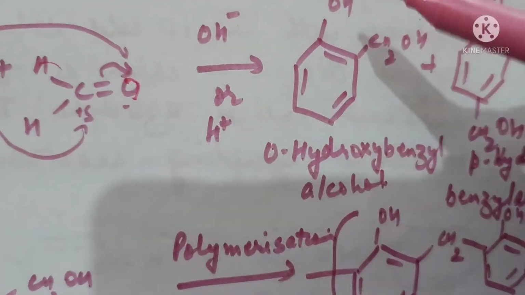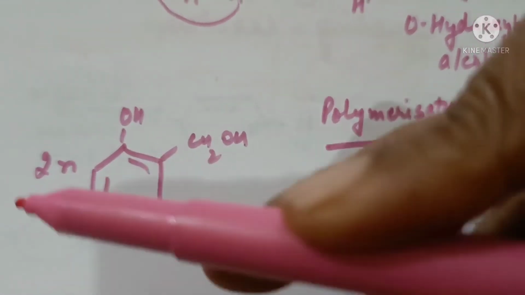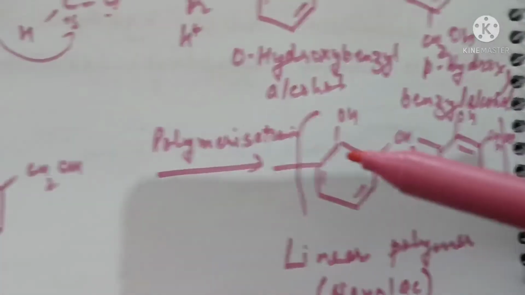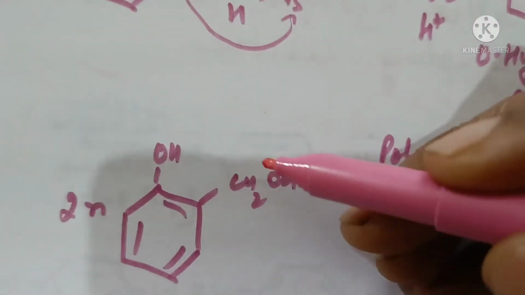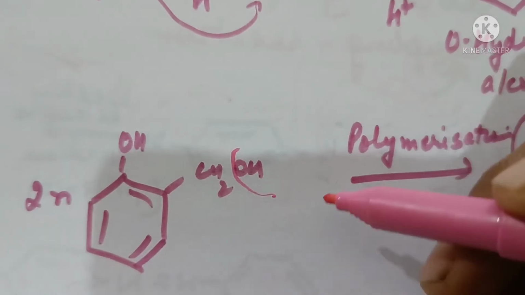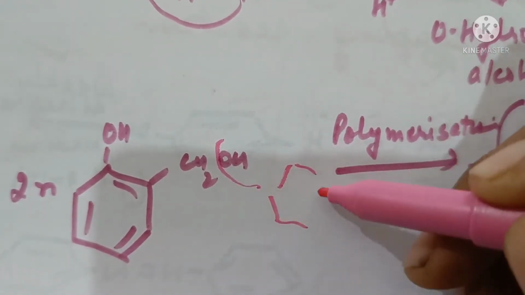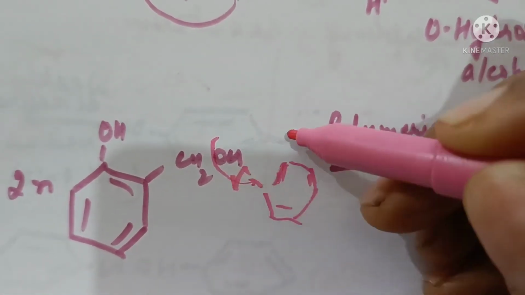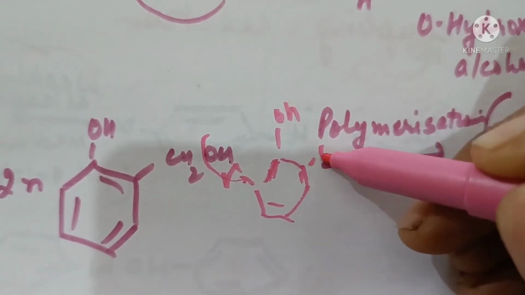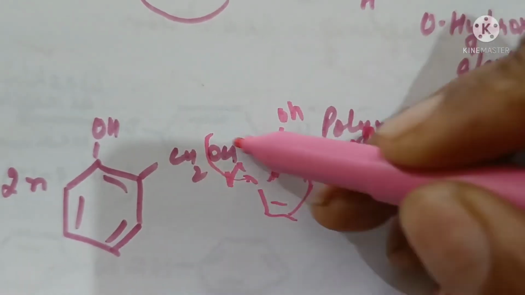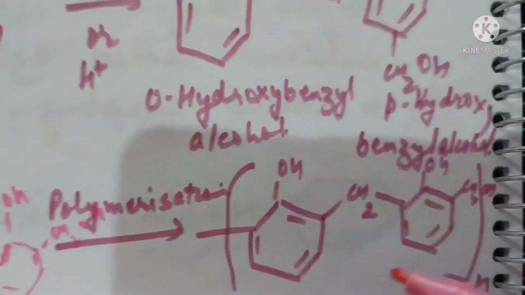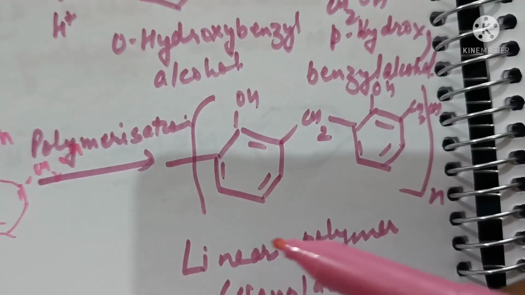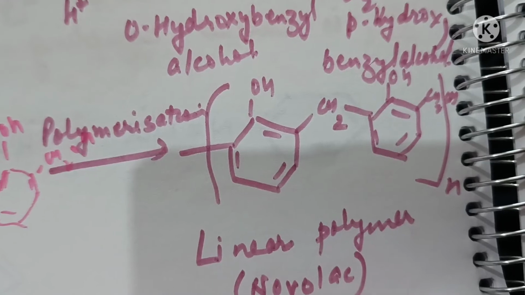If only ortho isomers polymerize n times, then they form a linear polymer in which the OH of one monomer will combine with the ortho position H of another monomer to form water, and this joins over here. So when this joins endless times, a polymer is formed. This is a linear polymer and it's known as Novolac.